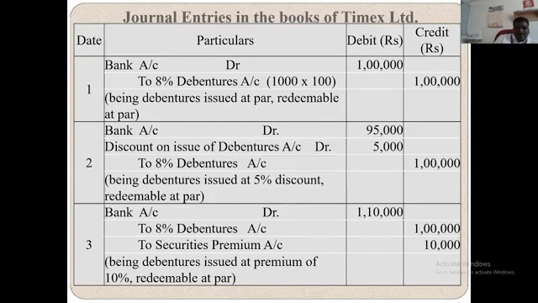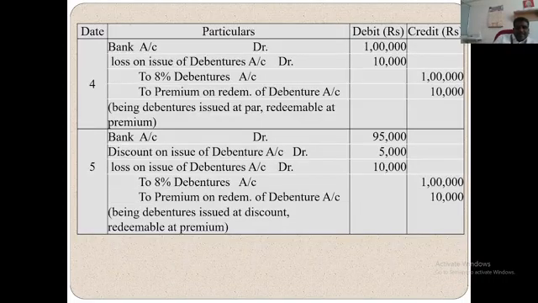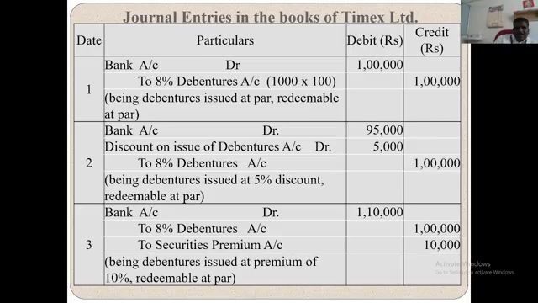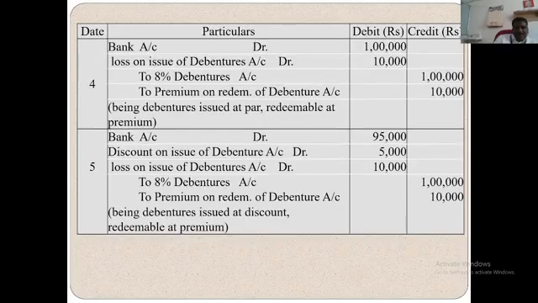Next, debentures issued at premium of 10%, redeemable at par value. Journal entry: bank account debit to 8% debenture account, to securities premium account. So 1 lakh, 10% premium 10,000, 1 lakh 10,000 debited to bank account. The next, issued at par, redeemable at premium 10%. Bank account debit to 8% debenture account, to premium on redemption of debenture account. But the difference amount means loss on issue of debenture, 10,000 rupees.